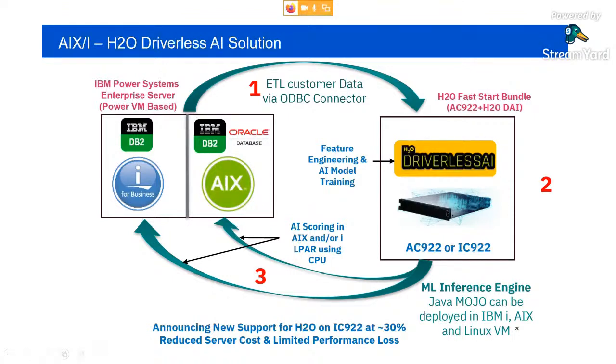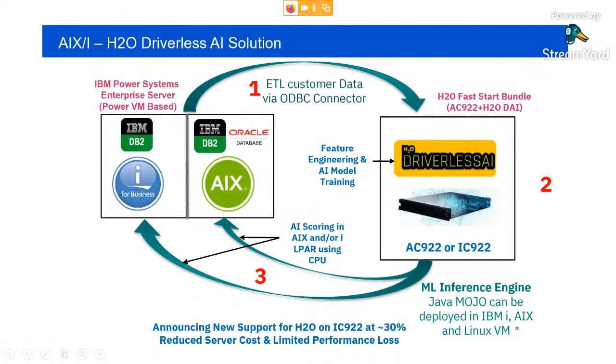What we're offering customers, and we started offering this in the second half of last year and the deal continues, is a bundle: a very specific model of either the AC922 or a brand new IC922, in conjunction with the H2O Driverless AI license, as well as some H2O onboarding services. So basically you get three things and it's less than $100,000.